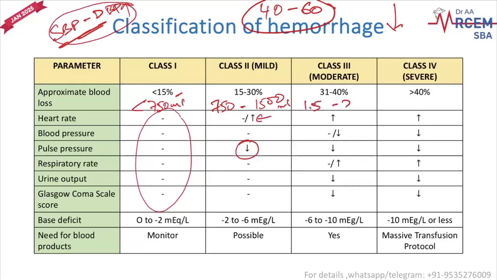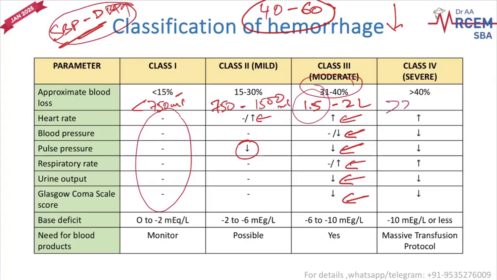Between 1.5 to 2 liters of blood loss, that is 31 to 40% blood loss, is when you start actually seeing tachycardia in those patients. Blood pressure might be on the normal side or might start falling down. Pulse pressure obviously will be on the lower side. There might be tachycardia, reduction in urine output, and a lowered Glasgow coma scale, that means altered sensorium might be present. So remember that if the blood pressure has fallen down, there is a minimum loss of 1.5 liters of intravascular fluid. That's when the blood pressure falls down.